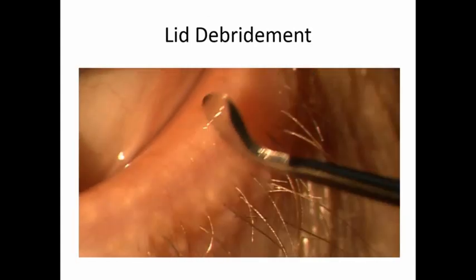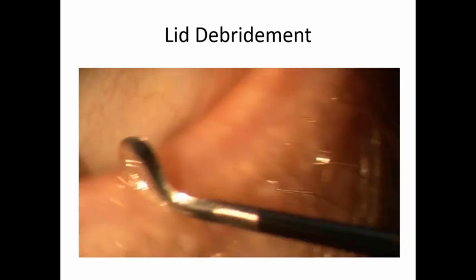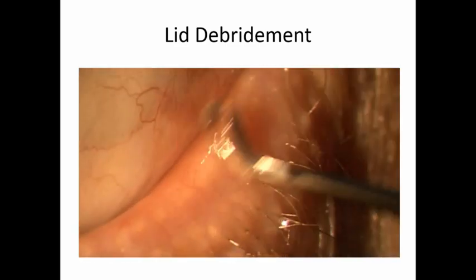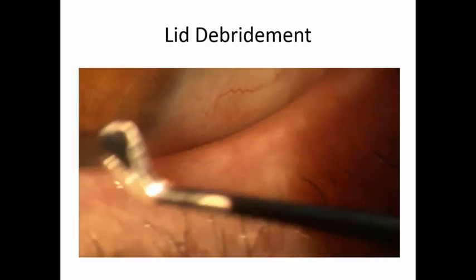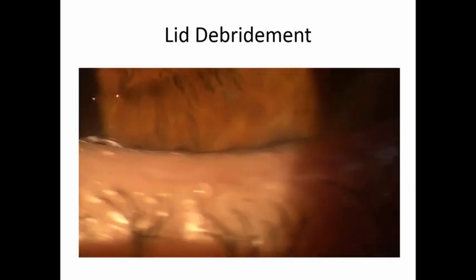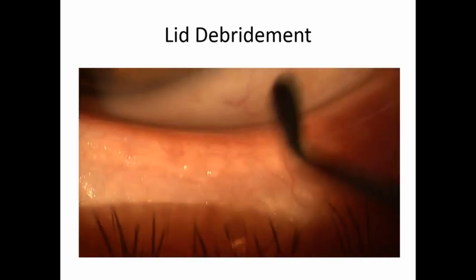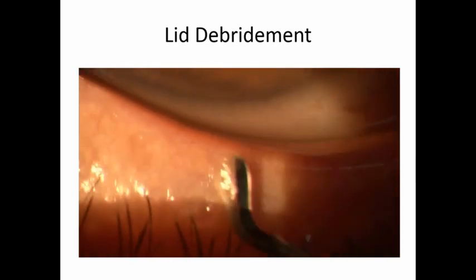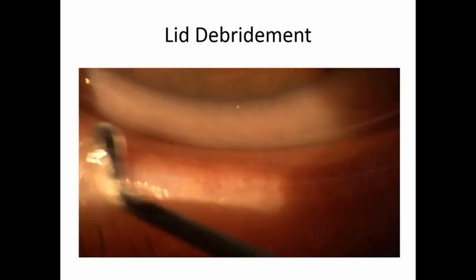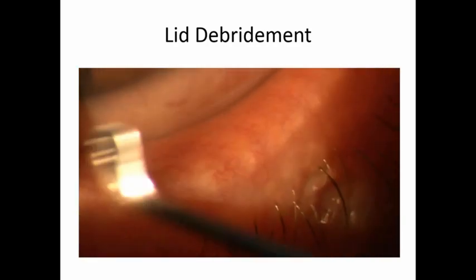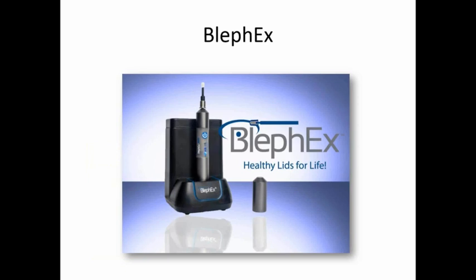Lid debridement, as I mentioned before, is important. This is a golf club spud, and you can see the line of marks is being removed. Normally I would stain that with Lissamine green, and you can see all the heaped up junk. Now that creates a mountain that meibum can't cross. It also blocks the glands, and that's an important step before anything else to clear the obstruction.